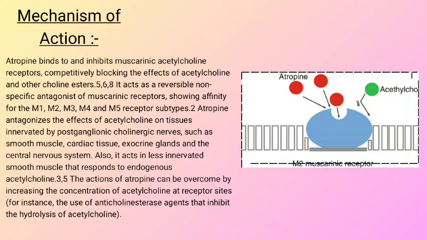Also, it acts on less innervated smooth muscle that responds to endogenous acetylcholine. The action of atropine can be overcome by increasing the concentration of acetylcholine at receptor sites, for instance, by the use of anticholinesterase agents that inhibit the hydrolysis of acetylcholine.